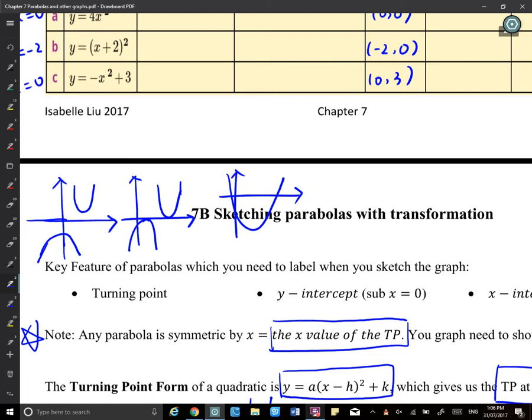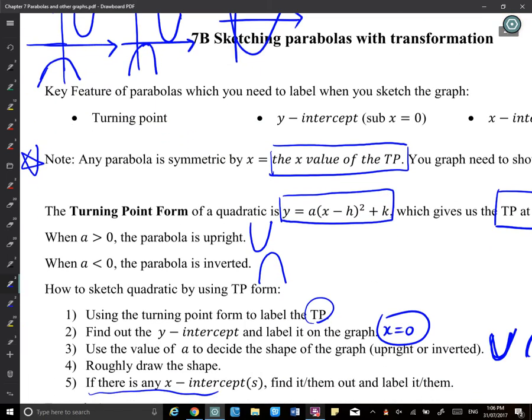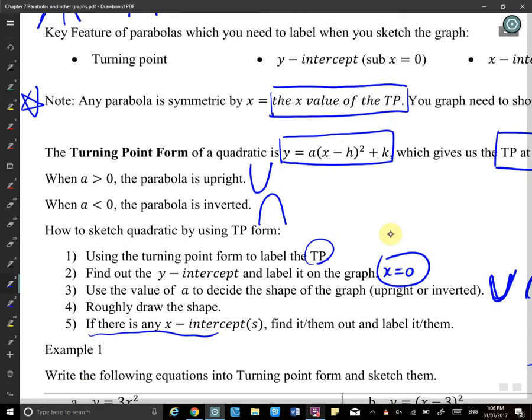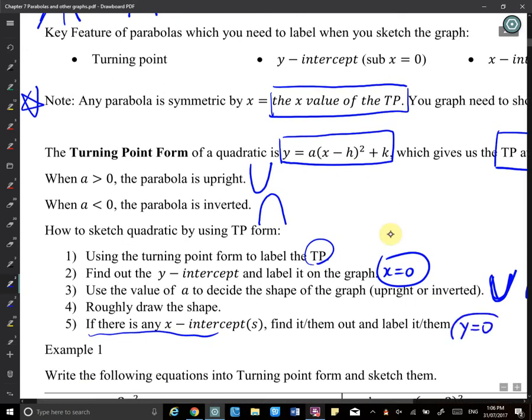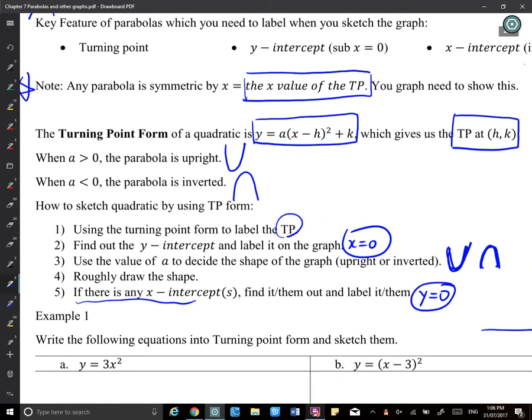Okay, that's it. So if you can see there is any x-intercept, then you try to figure that out. We make y equal to 0 in this case. We solve for the x-intercept by making y equal to 0. Okay, that's how we sketch it.